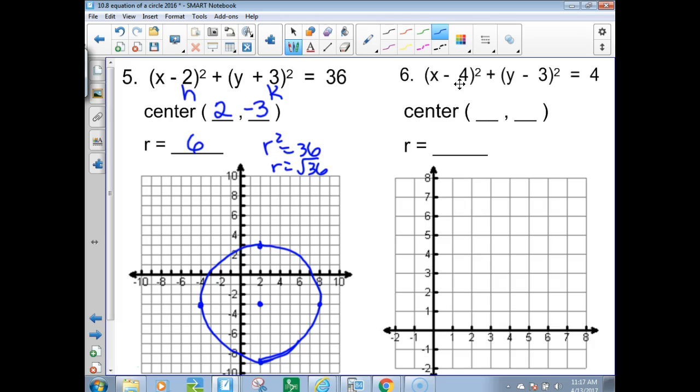Number 6, h is 4, k is 3. It is in the correct format, so don't change any signs. R squared is 4. Take the square root of that, and you get a radius of 2. Go ahead and graph that circle.